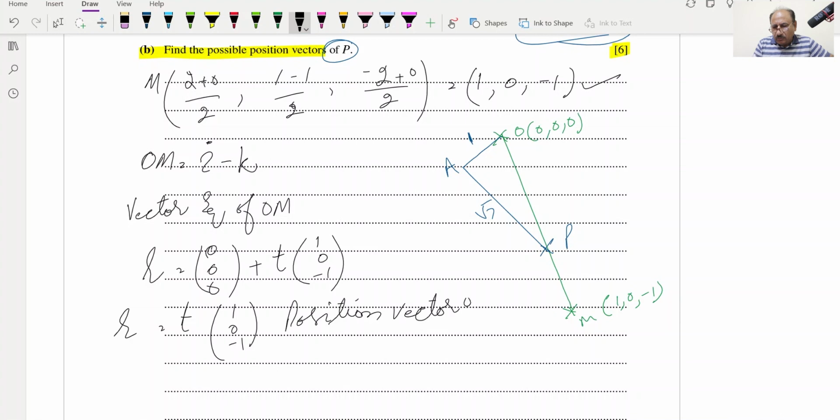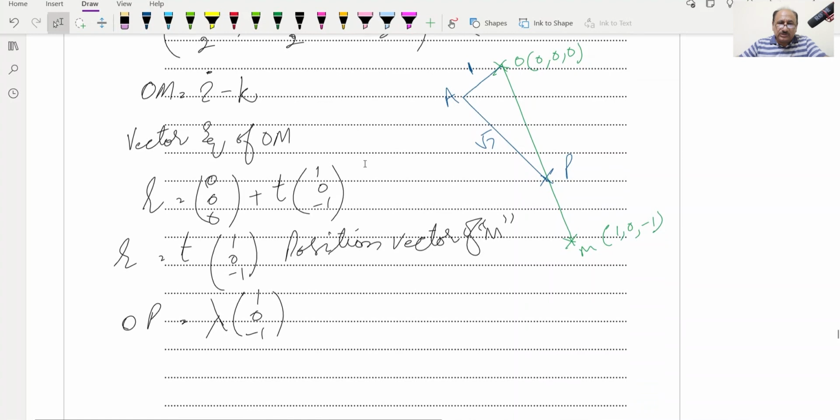Now we can write the position vector of P. P is on the same line on which OM is, but it is having some variation. So R will be OP, and OP will be the position vector of P. So OP will be equal to something multiplied by this one, and that something we can take as lambda. That lambda is a constant which is being multiplied, and it is giving us the value of the position vector of P.